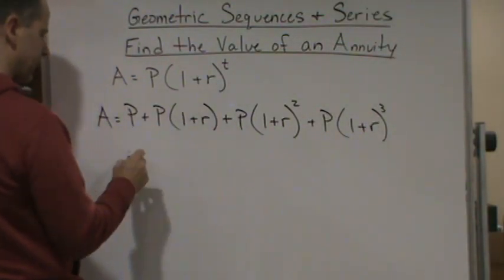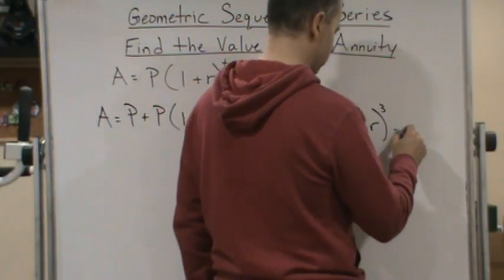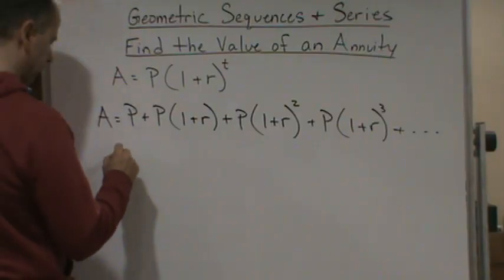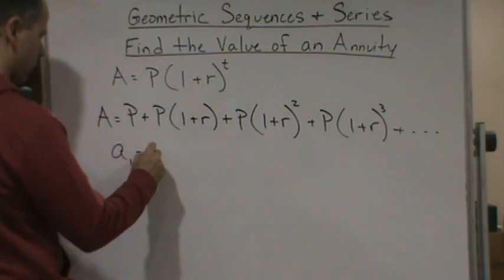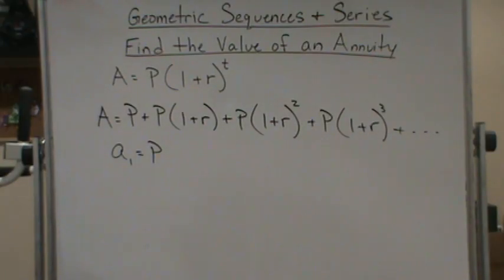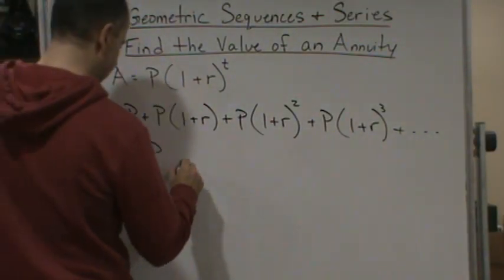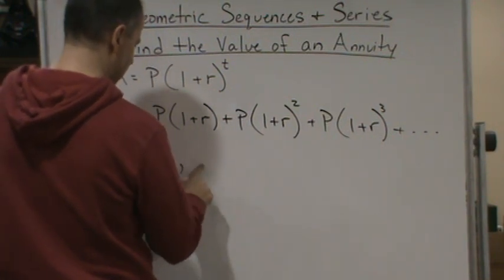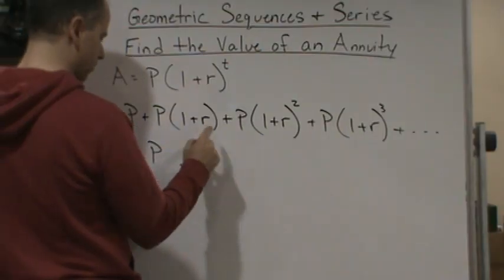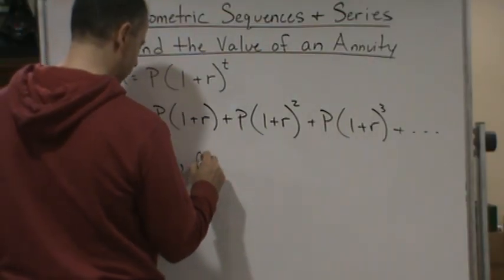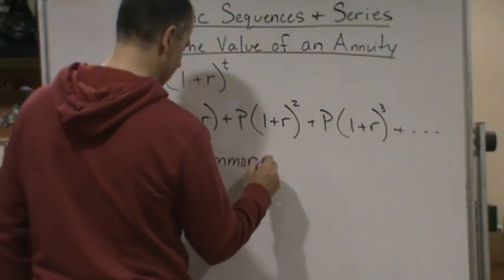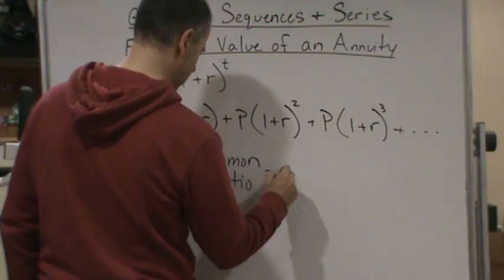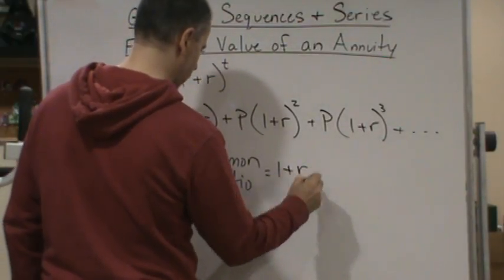So this is a geometric series, right? So if this keeps going, we have a geometric series where A1, the first term, is P, and the common ratio is... Now, R, don't get confused, because R here represents the interest rate, not the common ratio. So I'm just going to write common ratio. So the common ratio is 1 plus R.